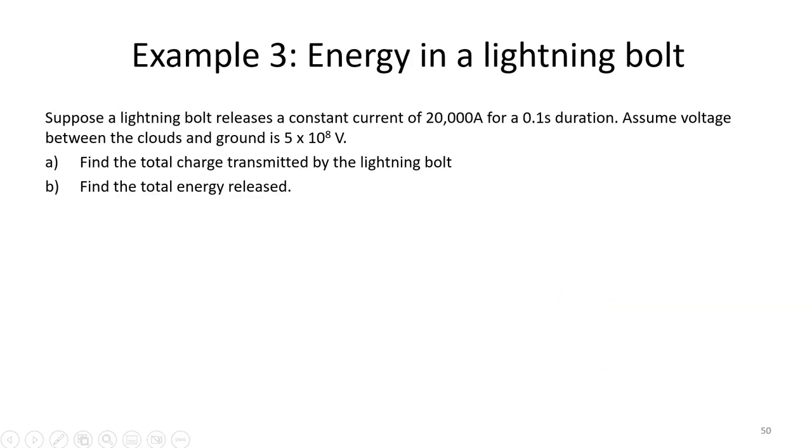All right, so let's go ahead and move on to our last example for today. So this is example 3. Here we're given that we have a lightning bolt. And so our lightning bolt gives us a current I of 20,000 amps. And what else do we know? We know we have a 0.1 second duration. And we know that our voltage between the clouds and the ground is 5 times 10 to the 8 volts.